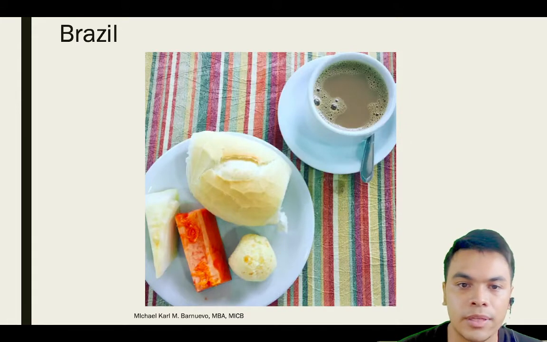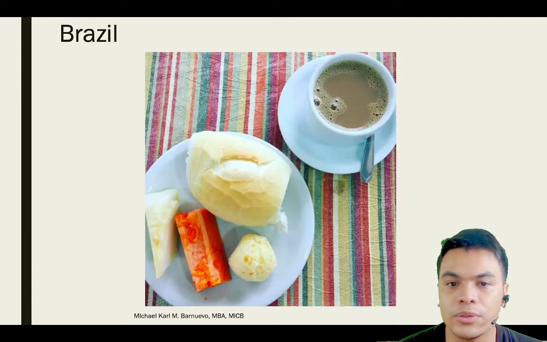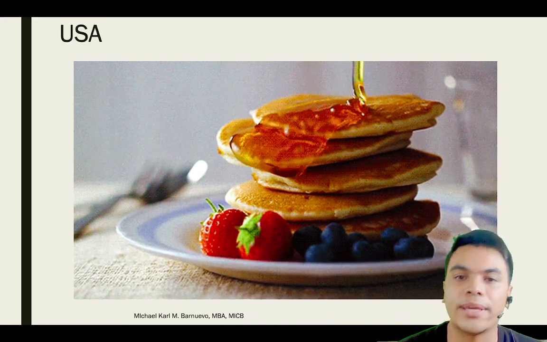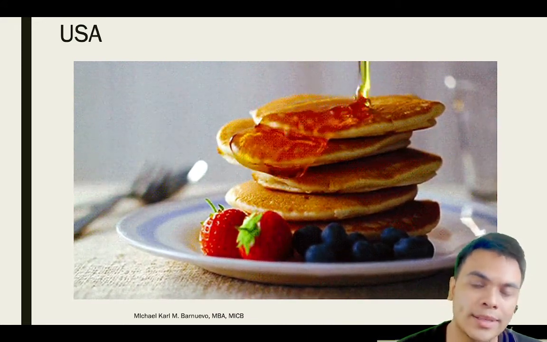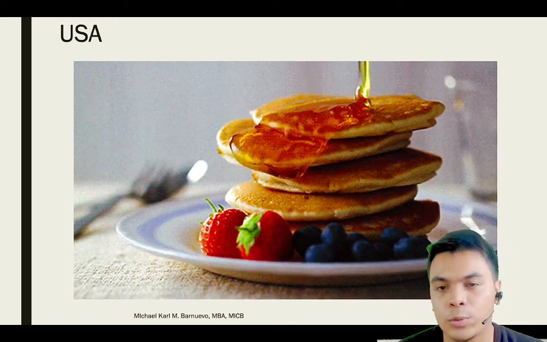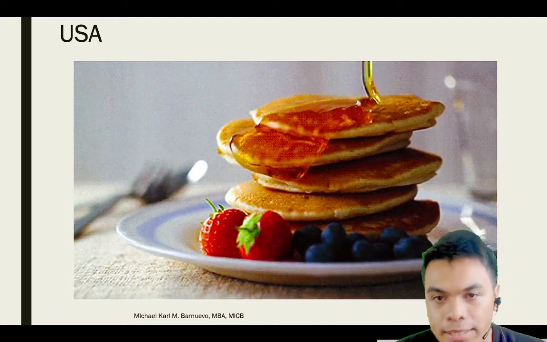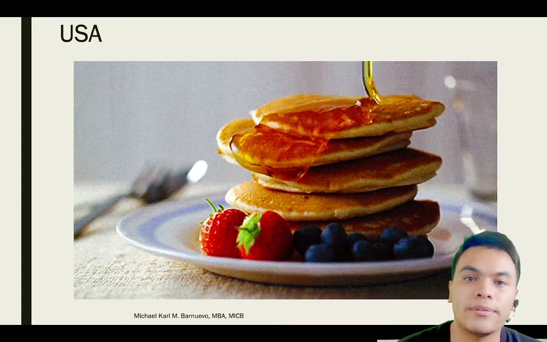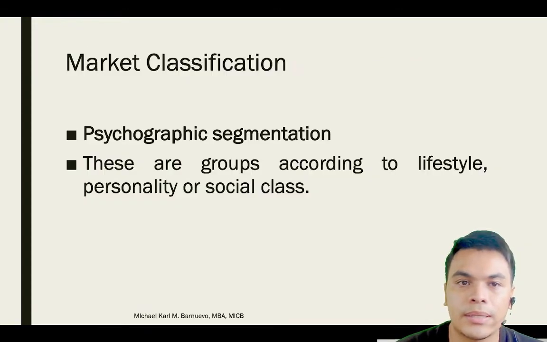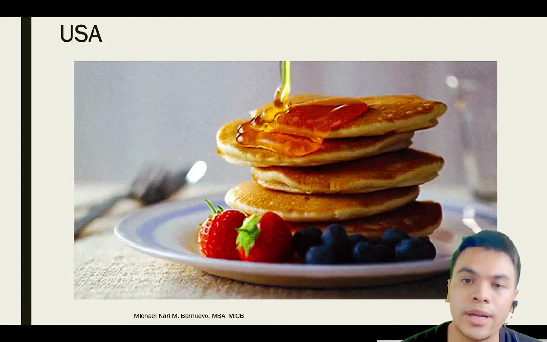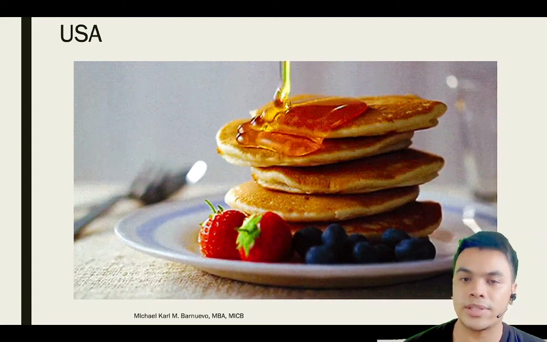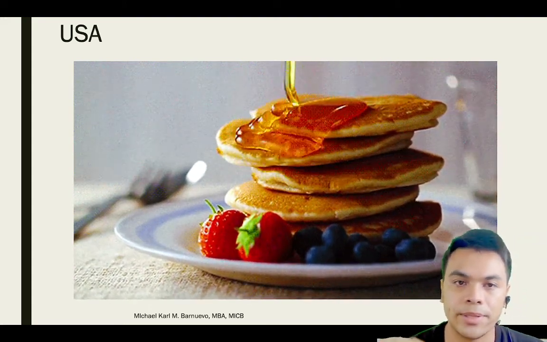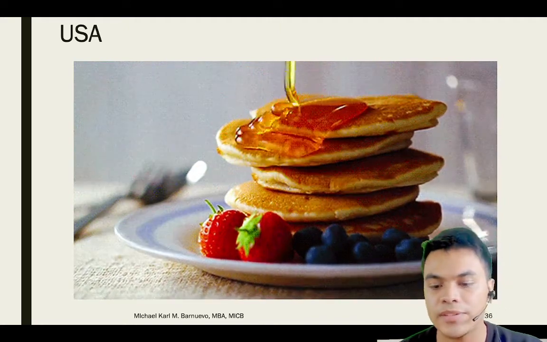Brazil, coffee with bread and slices of fruit. And in USA, pancakes. The number 1 type of breakfast there is always pancake, with syrup and with fruits. Okay? So if you notice no differences in the preference based on location, that is geographical segmentation. So that is the second classification.